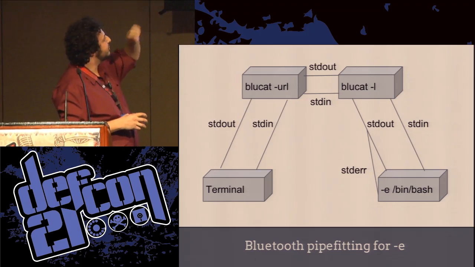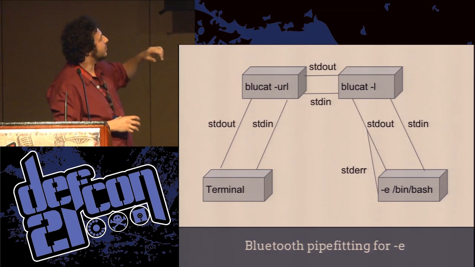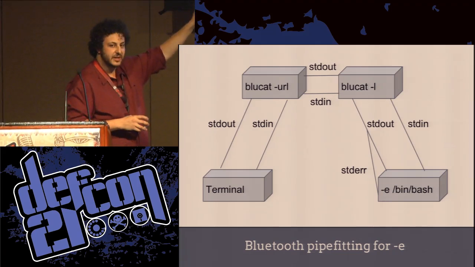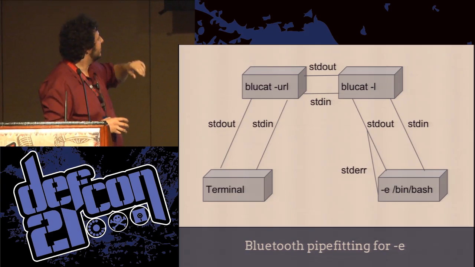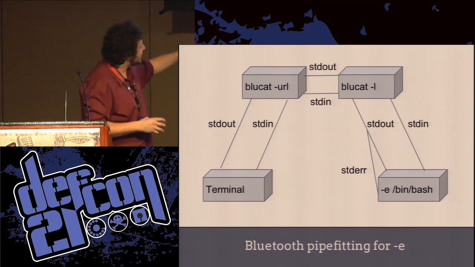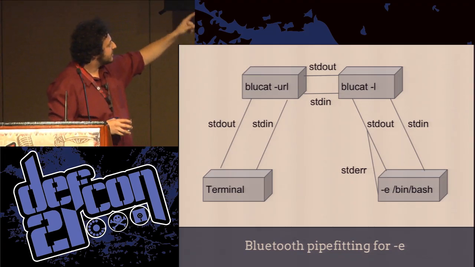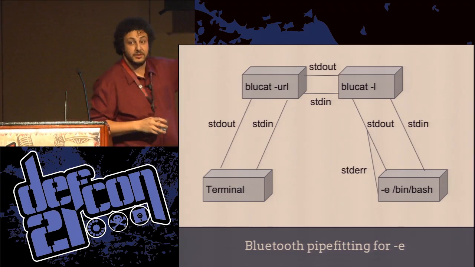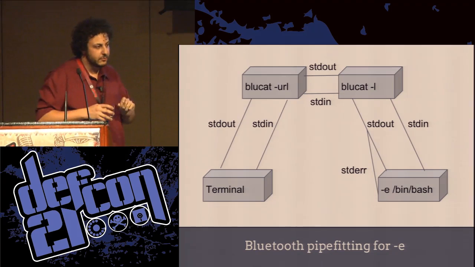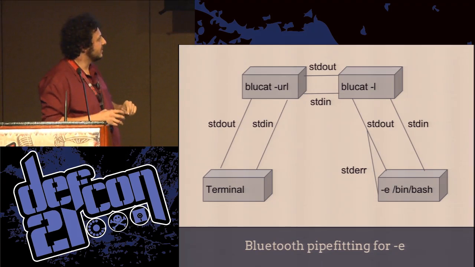So we have this basic Bluetooth connection at the top, Blucat. We connect to some URL, which is identifying the second Blucat process running somewhere else. And they're going to exchange the standard in and standard out like you normally would. So on the left, we have a terminal. And on the right, we did the -E option. So it's just going to pipe the standard out from the terminal to the standard in of bin bash. So you kind of remote control a service over Bluetooth.